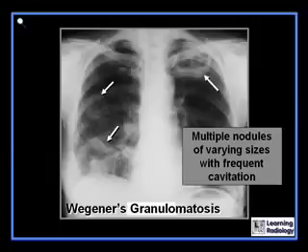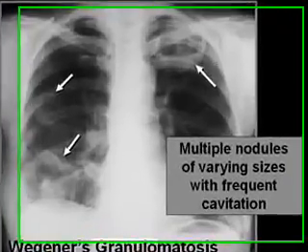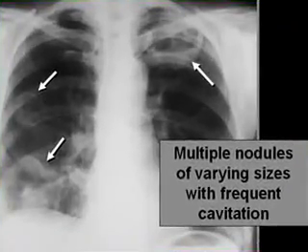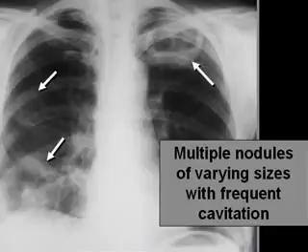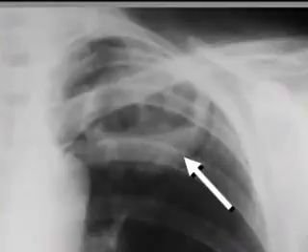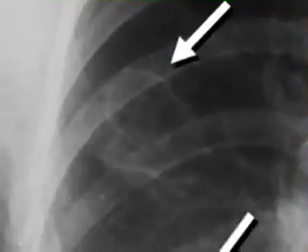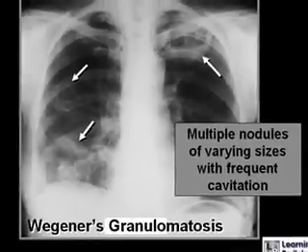This is an example of Wegener's granulomatosis. You should think of Wegener's when you see multiple nodules of varying sizes, most of which have cavities, especially if they extend over a period of time. The cavity in the left upper lobe is thick-walled and has an air fluid level. The cavity in the right mid-lung is thin-walled, so cavities thick and thin-walled are seen with Wegener's.